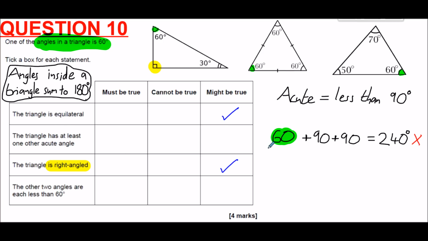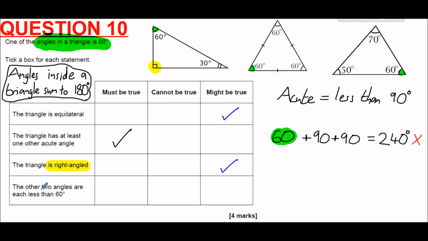Essentially, there's no way of making a triangle work. If one's 60 degrees, one of the others has to be acute. It just has to be. These are the smallest two angles it could be without being acute, and it's still way over 180. And so one of the other ones has to be acute. So that must be true. It must be true that the triangle has at least one other acute angle.